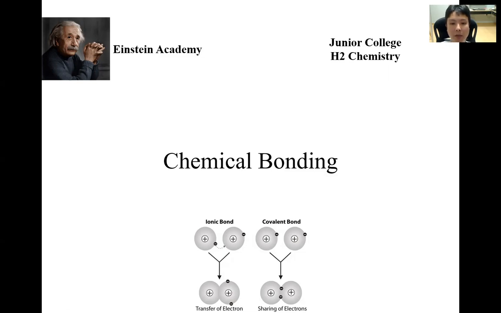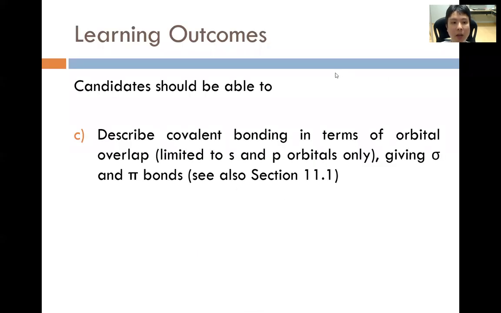In this video, we'll be looking at learning outcome C from the topic of chemical bonding from the JC H2 chemistry syllabus. Learning outcome C states that candidates should be able to describe covalent bonding in terms of orbital overlap, limited to s and p orbitals only, giving sigma and pi bonds. So in this section, we'll be purely looking at how a covalent bond forms.